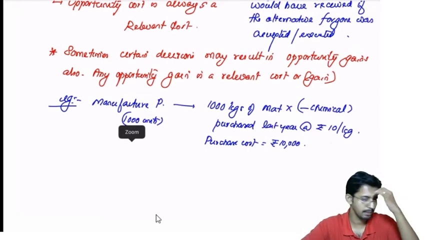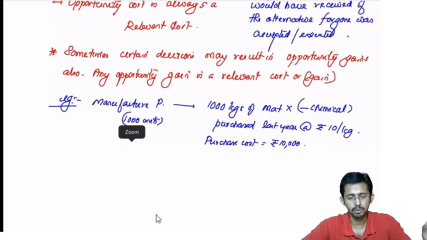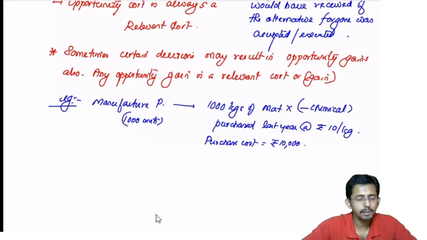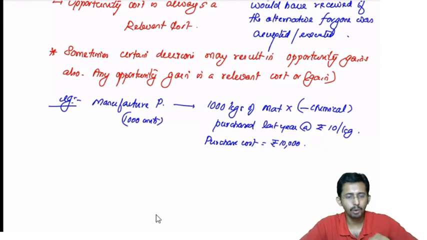It is readily available. So the purchase cost, is it a relevant cost? No, it is not a relevant cost. Why is it not a relevant cost? It is a sunk cost. You have already incurred it. Now, what if you are not manufacturing P? This material X will lie in your godown.